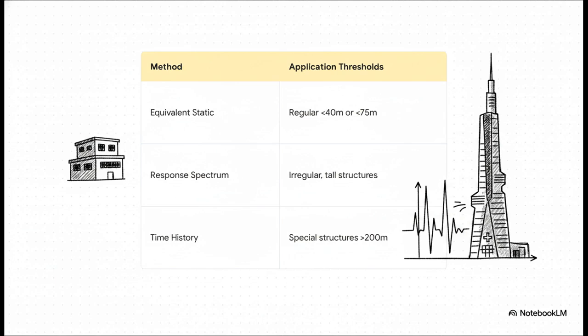The second a structure has non-parallel lateral systems, soft story irregularities, or crosses certain height limits, you instantly trigger a mandatory response spectrum analysis to capture that frequency-dependent shaking. And for highly critical structures, say a skyscraper over 200 meters or a hospital in a highly active seismic zone 5, you escalate straight into time history analysis, which requires the step-by-step integration of actual recorded earthquake ground motions.